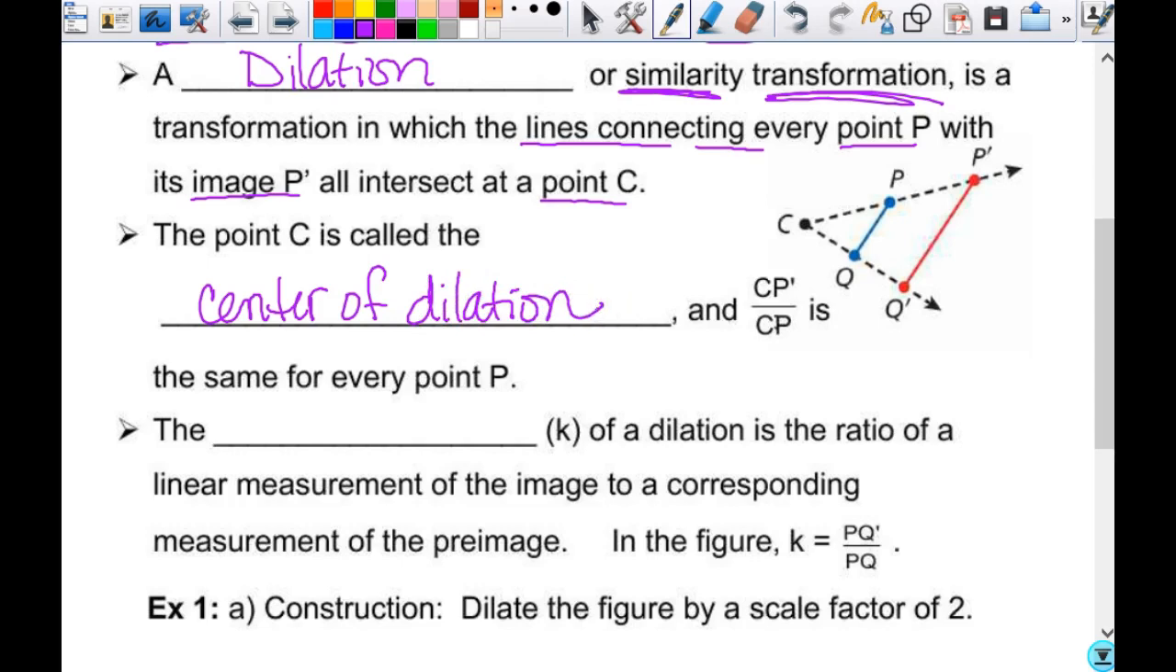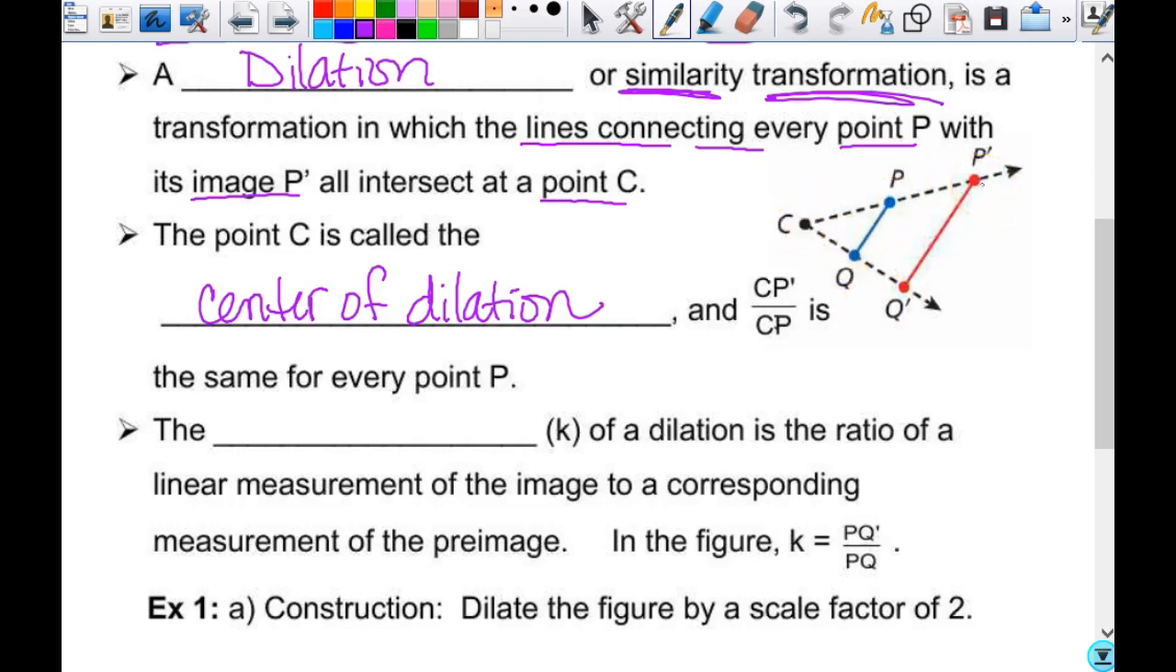And then it goes on to say, and CP prime over CP is the same for every point P. So what that means is that the distance from C to P prime, whatever that length is, over the length from C to P, so this number over this number, has to be the same for every single point. So that means the length of CQ prime over CQ has to be the same ratio, the same fraction, because everything's changing by the same rate. And that also creates little similar triangles here in the end.